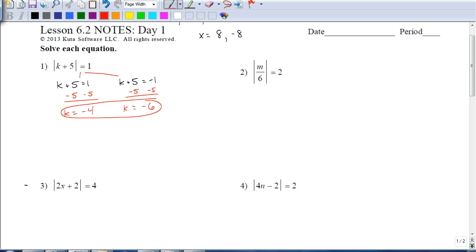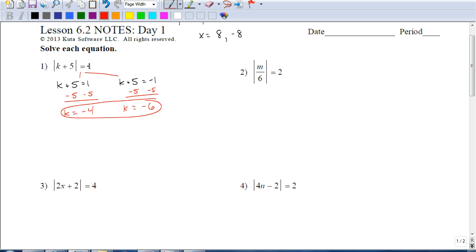And you can always check your answers. Because if I put negative 4 in here, negative 4 plus 5 is 1, and the absolute value of 1 is 1. If I put negative 6 in here, negative 6 plus 5 gives me a negative 1. But the absolute value of that still gives me a positive 1 as my answer. So both of these check, so they're both correct. Let's look at the next one.